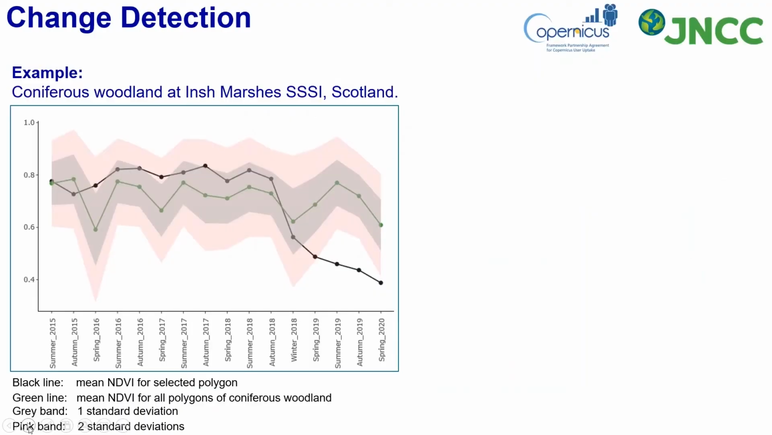So to show you a couple of examples from it, this is an example of coniferous woodland, and you can see that throughout from 2015 onwards, it's had higher vegetation index values than the mean for all coniferous woodland, quite happily.